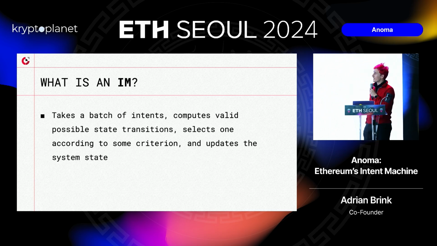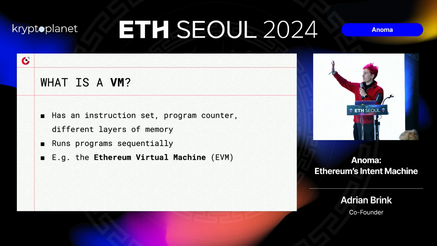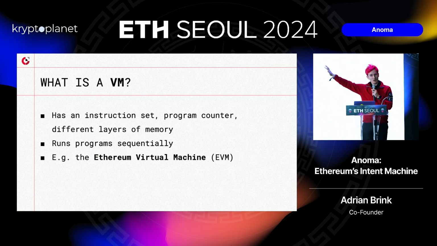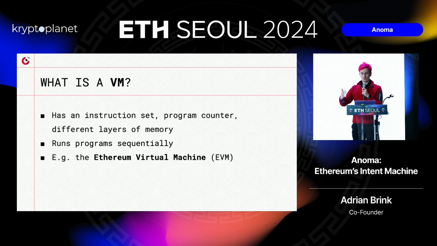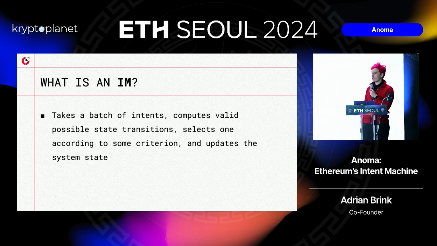Given that this is roughly what we know, this is a VM, and this is the model that we currently have. Currently, everyone is directly programming against these virtual machines, right? When you write a smart contract, you directly deploy one of these programs to run on the Ethereum virtual machine. This has a bunch of consequences that I'll talk to you about in a bit.